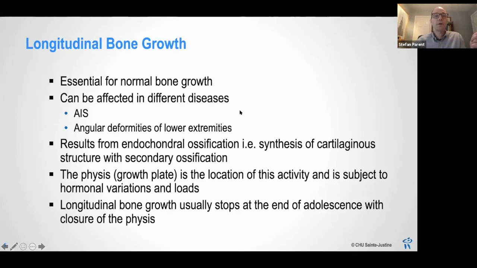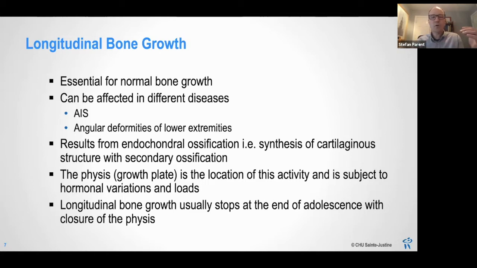So for longitudinal bone growth to occur, and we'll take a step back and look at this specifically, it is essential for normal bone growth, and it can be affected in different diseases. We know that angular deformities of the lower extremities are very well known for this, but AIS is also similar to this. It results from endochondral ossification, and the growth plate is really the location of specific activity. So if you look at this specifically, you can better understand what happens with the spinal deformities.